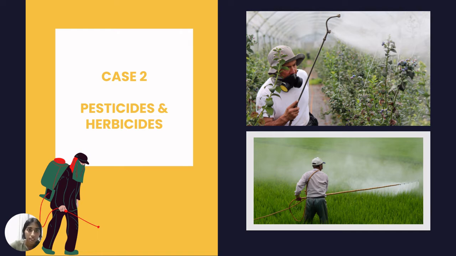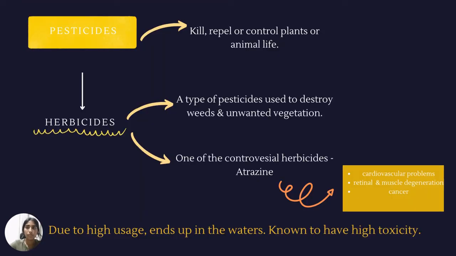Today I'll be presenting regarding the waste of pesticides and herbicides. As all of us are aware, pesticides are chemicals that are used to kill, repel, or control certain forms of plant or animal life which are classified as pests. Herbicides are a type of pesticide used to destroy weeds and other sorts of unwanted vegetation. One of the controversial herbicides is atrazine, which could possibly cause cardiovascular problems, retinal degeneration, some muscle degeneration, and cancer in humans.